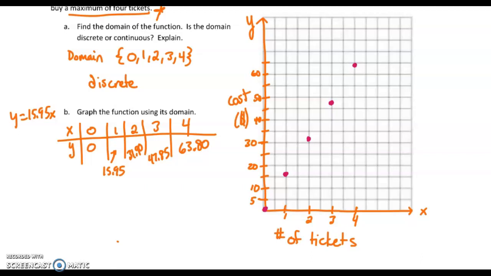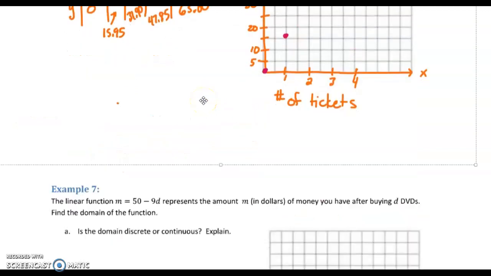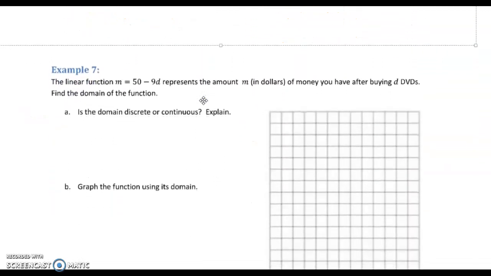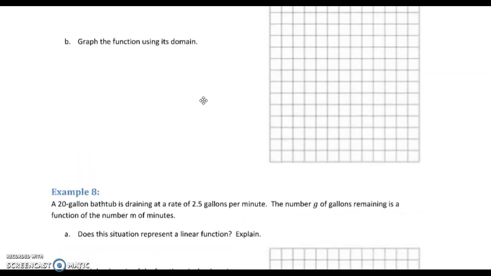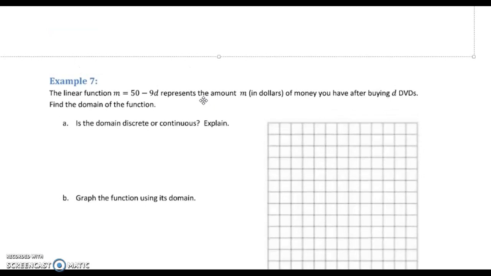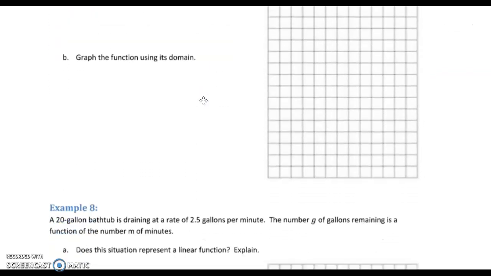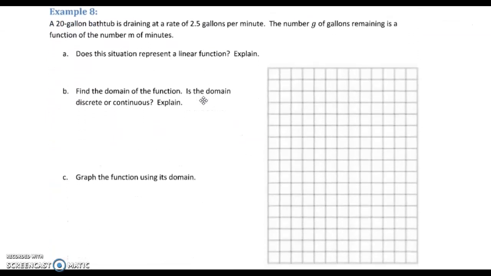All right. So let's go look. The rest are the same as this, but I feel like we could use probably at least one more. Let's go ahead and look at example 8. 7 is also discrete. It talks about how much money you have after buying DVDs. Well, you can't buy a partial DVD. You can only buy whole DVDs. So it's not like you can buy 1.7 DVDs. So that to me would mean that it is discrete, which will have a graph of a scatter plot, a graph of points. So I feel like let's skip down and do 8 because it's just a little different.